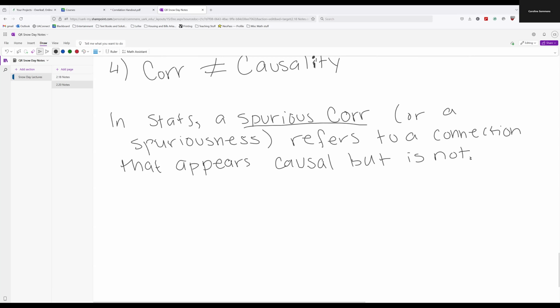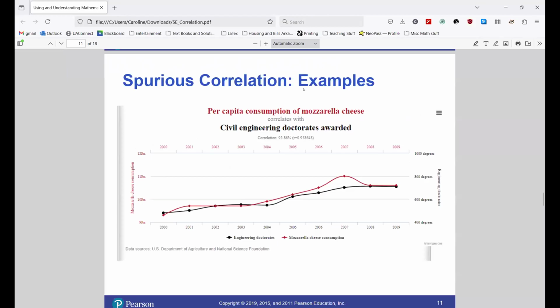Okay, so as an example, let me go back and show y'all a spurious correlation example. The per capita consumption of mozzarella cheese correlates with civil engineering doctorates awarded. We can see the graph: the black is the engineering doctorates, the red is the mozzarella cheese consumption, and they are pretty strongly correlated. It's kind of crazy, but nothing would be causing this, unless every time a civil engineer was awarded their doctorate they went and bought mozzarella cheese. Even that would be such a crazy thing for every one of them to do. So they're not causing each other.